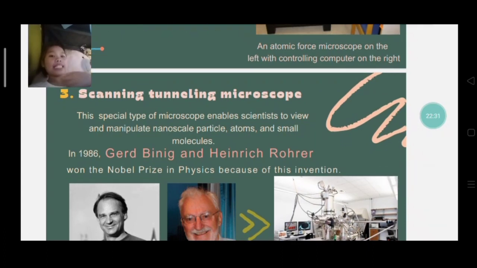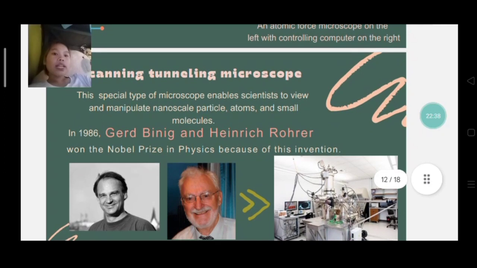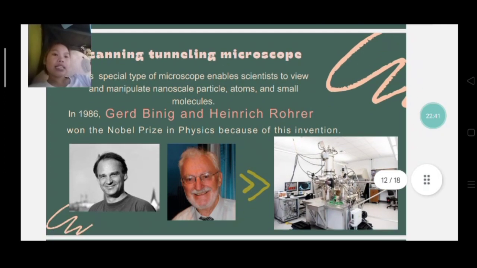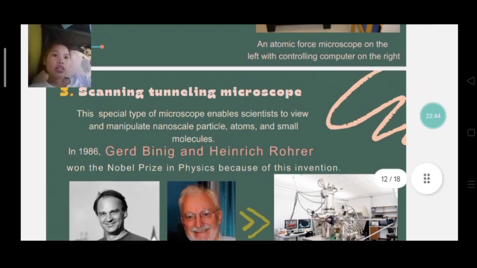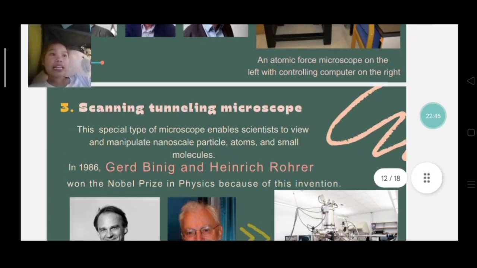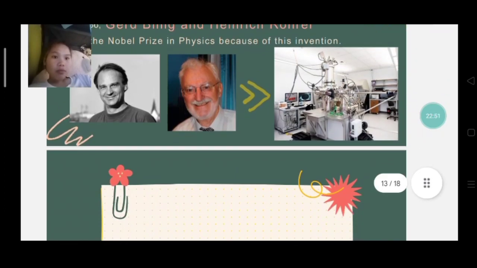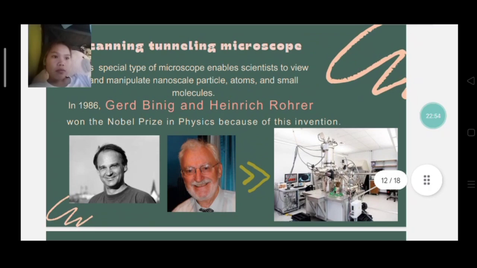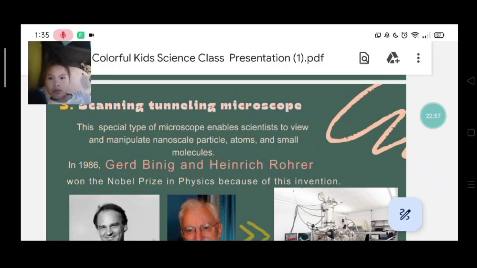In 1986, Gerd Binnig and Heinrich Rohrer won the Nobel Prize in Physics because of this invention. They invented the scanning tunneling microscope. So the scanning tunneling microscope is a type of microscope used for imaging surfaces at the atomic level.